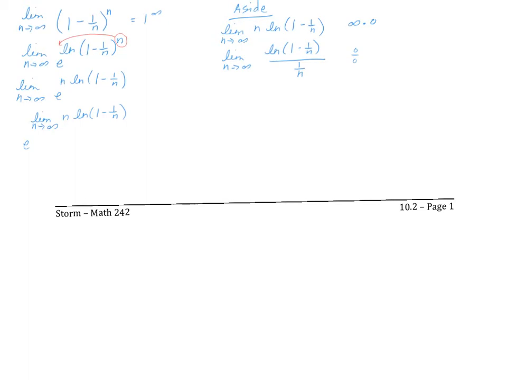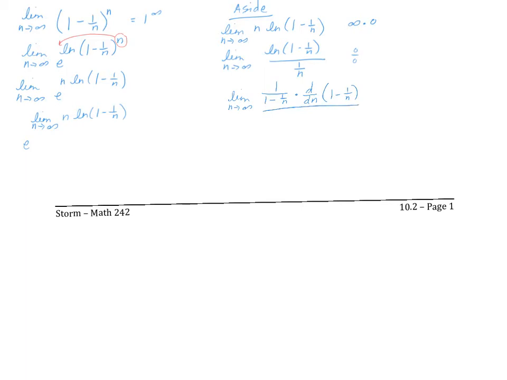So if I take the derivative on the top and the derivative on the bottom, this is going to be the limit as n goes to infinity. So the derivative of natural log of 1 minus 1 over n is 1 over 1 minus 1 over n. And then I'm going to times this by the derivative with respect to my variable n of 1 minus 1 over n. So I have to use a chain rule.